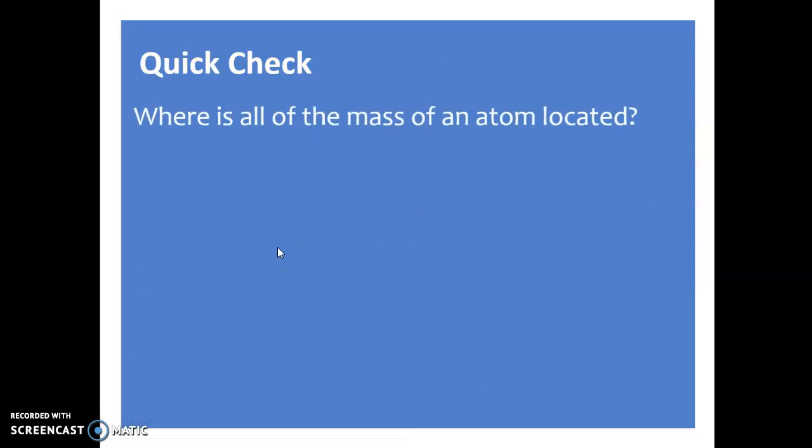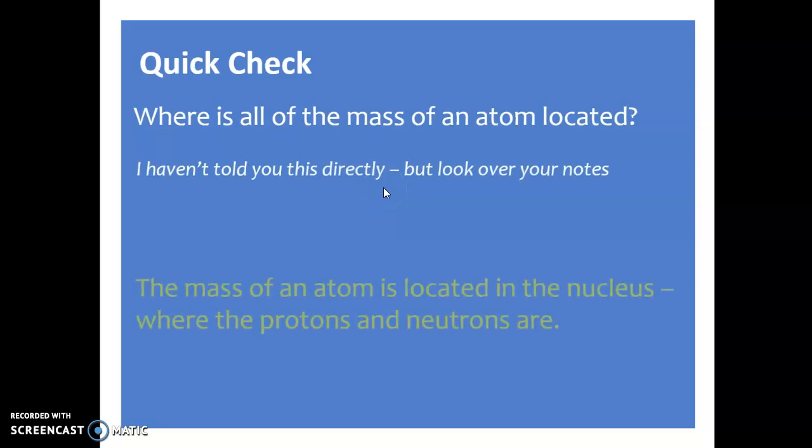All right, so where is all the mass of the atom located? If the nucleus has protons and neutrons in it, and that's where 1 AMU of each are found, and the electrons are found on the outside in an electron shell, then most of your mass is going to be found in the nucleus, okay, because that's where most of the mass is.